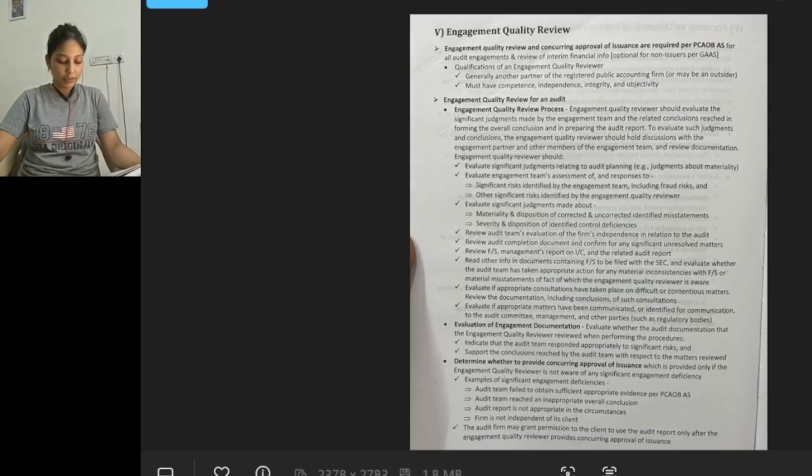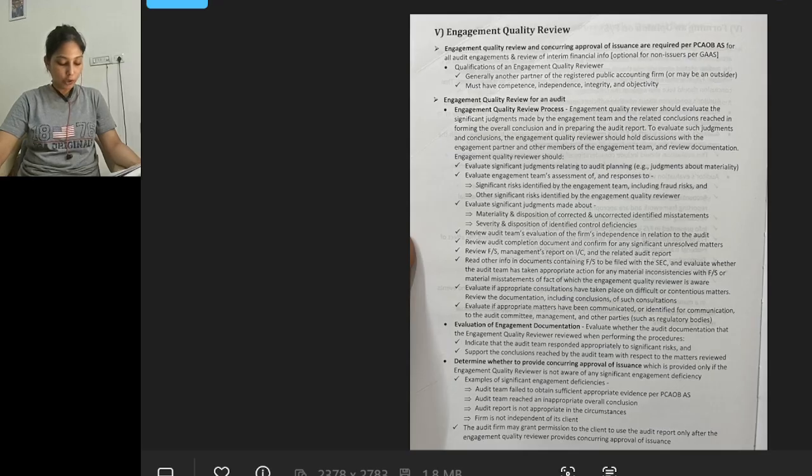Review the documentation, including conclusions, of such consultations. Evaluate if appropriate matters have been communicated, or identified for communication, to the audit committee, management and other parties. Also, evaluation of the engagement documentation: evaluate whether the audit documentation that the engagement quality reviewer reviewed when performing the procedures indicates that the audit team responded appropriately to significant risks and supports the conclusions reached by the audit team with respect to the matters reviewed.